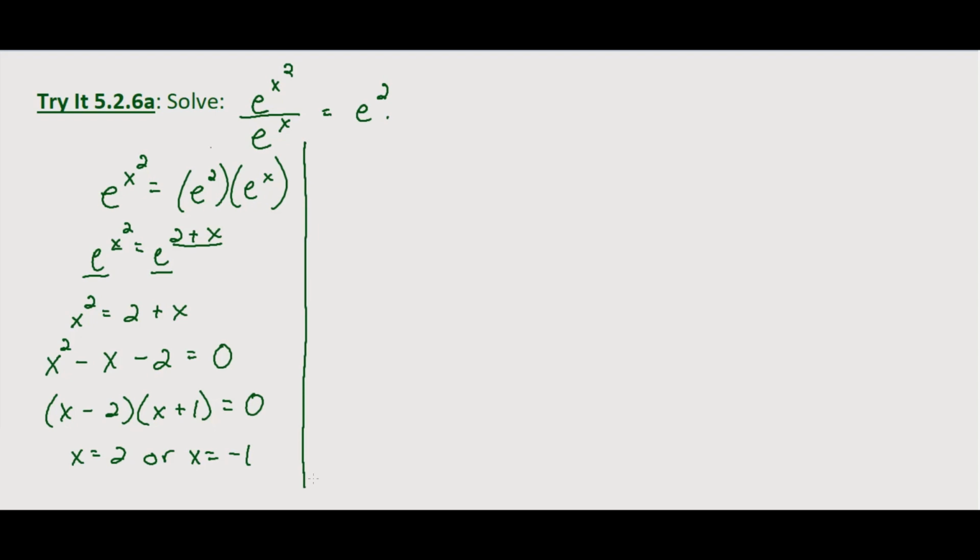Now let's look at a second method to solve this. We could simply use the quotient rule for the left-hand side. When we're dividing values with the same base, we subtract the exponent of the denominator from the exponent in the numerator. So then our left-hand side would become e to the x squared minus x, and our right-hand side is still e squared. So then our bases are the same. That means we can set the exponents equal to one another. So x squared minus x equals 2. Subtract 2 from both sides, we get x squared minus x minus 2 equals 0.